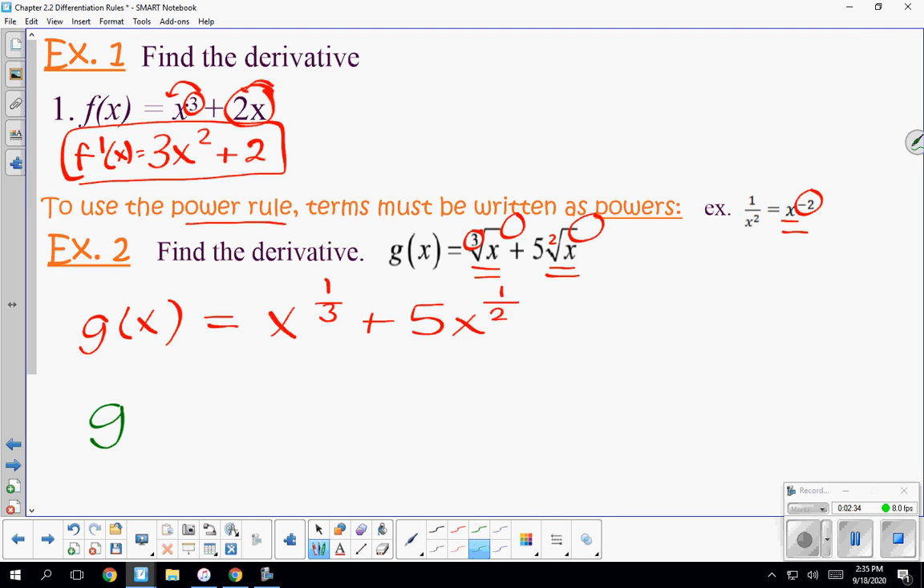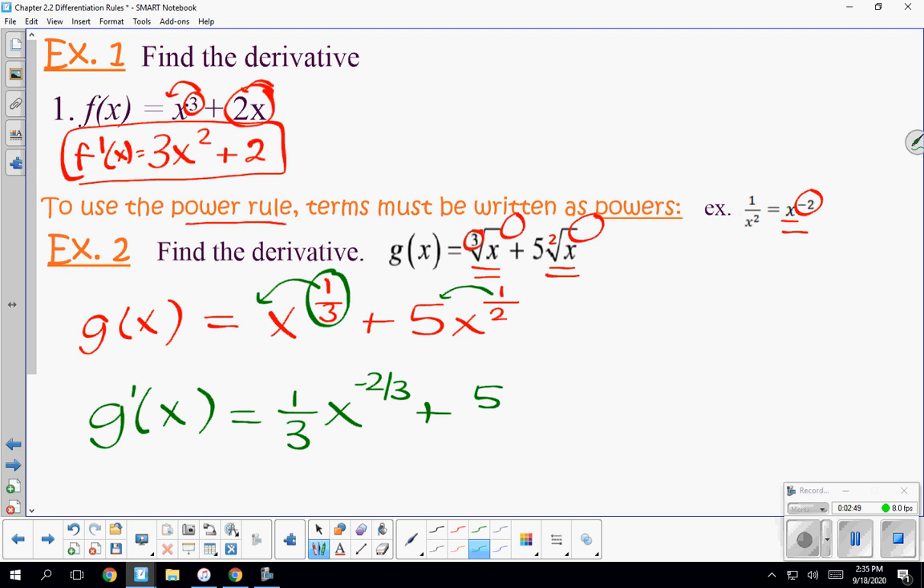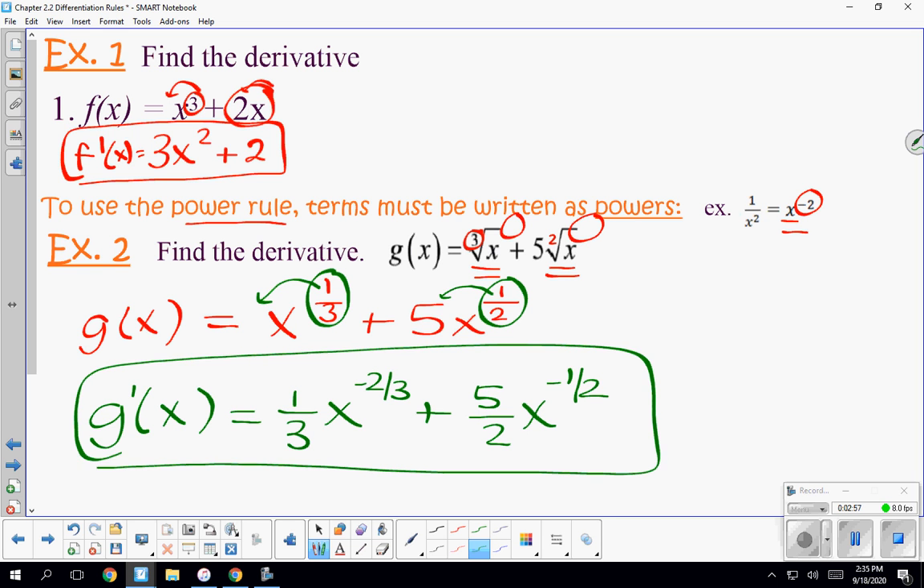Now we're going to take our derivative following the same power rule. So 1/3 is our new coefficient. And then we have to subtract 1 from this guy. Here, we'll take half of 5, which is 5 over 2. And we'll subtract 1 from our exponent. And this is the derivative of g.